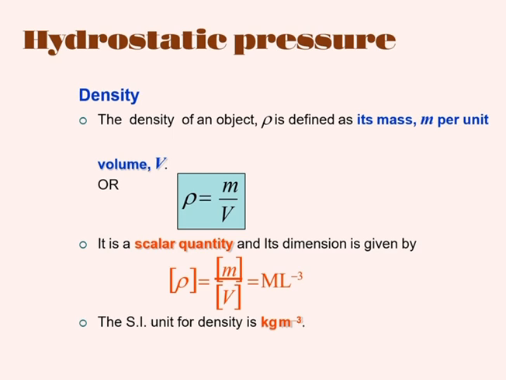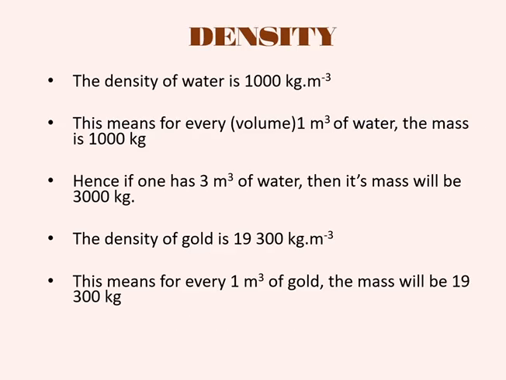The SI unit for density is kilogram per cubic meter. For instance, the density of water is 1000 kg per cubic meter. This means that every cubic meter of water has a mass of 1000 kilograms. For example, if we have 3 cubic meters of water, its mass will be 3000 kilograms.